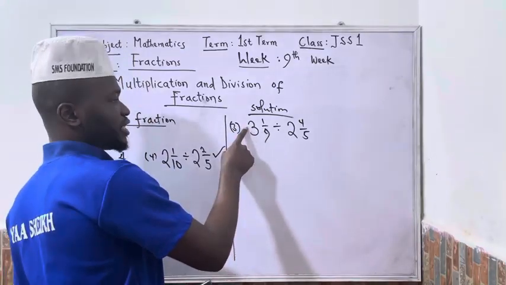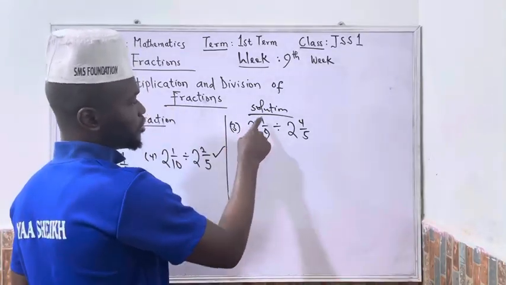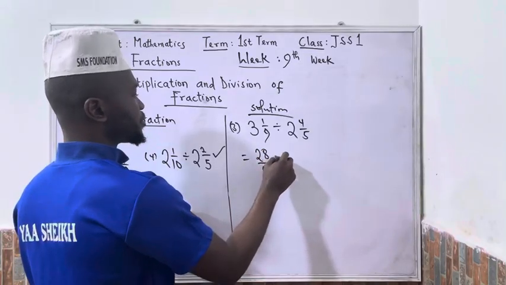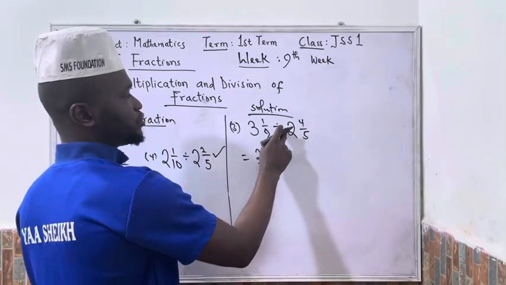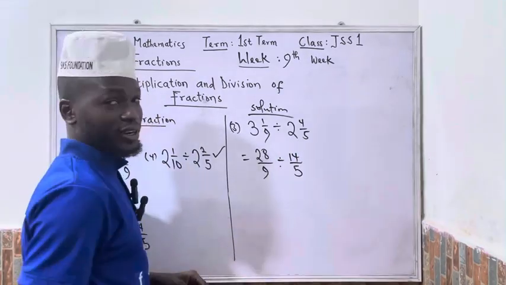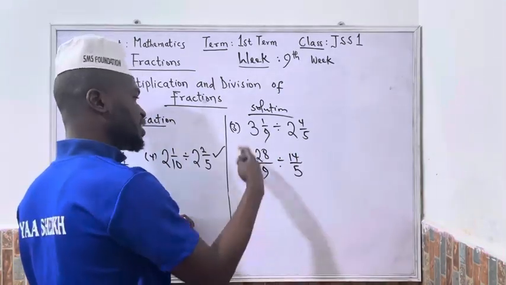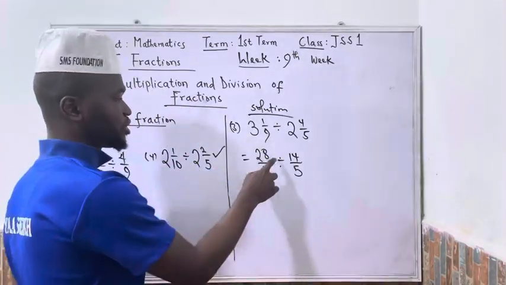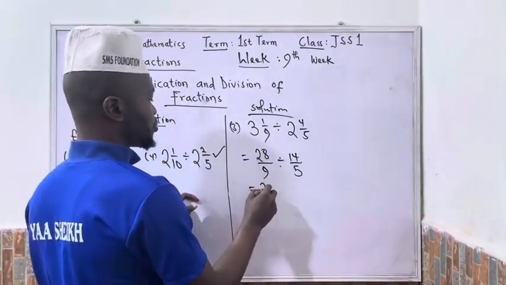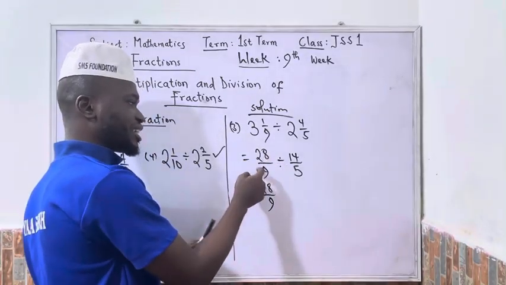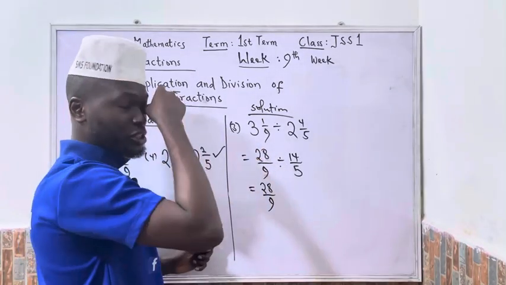That's 3 times 9, that is 27. 27 plus 1, that is 28 over 9, divided by 5 times 2, 10, plus 4, that will give me 14 over 5. All right, now I can now apply my change and flip rule. So change this division to multiplication. So this is 28 over 9. So before change, nothing should happen to the first fraction.